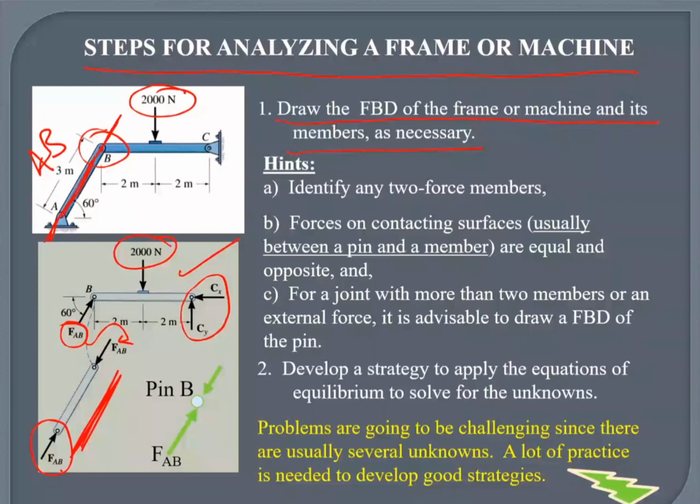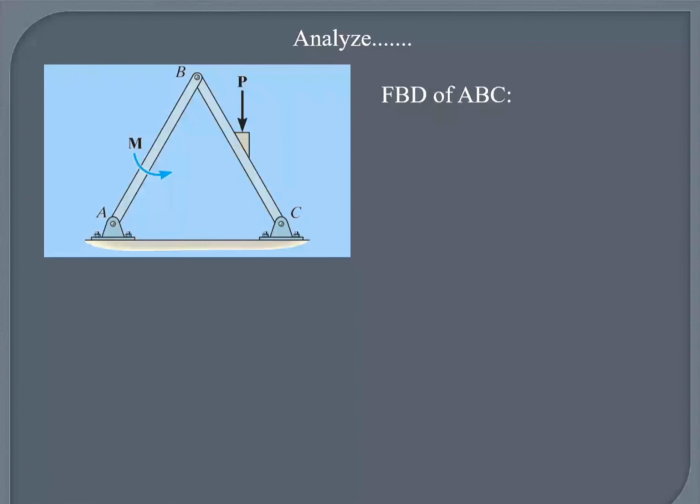You can draw the free-body diagram of the whole structure, or you can draw the free-body diagram of a member inside. Let's look at an example, and then everything gets further clear. Look at the free-body diagram of A, B, C. Let's draw the free-body diagram of the whole structure. Let me make 2 points. This is fixed to the ground, and this is also fixed to the ground.